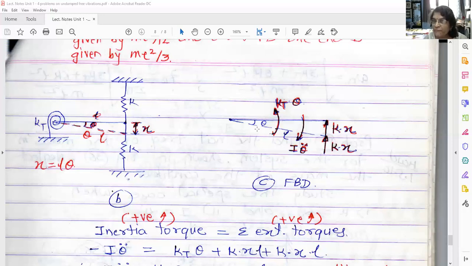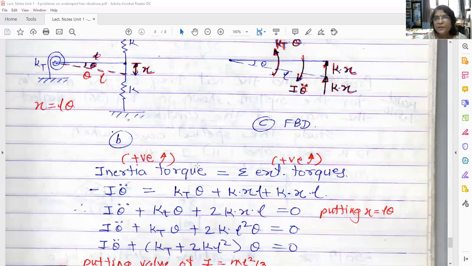What do you mean by the word restoring? Restoring means, go by the meaning, to restore the original position, because we have deflected this bar by theta amount. So it will try to go to its equilibrium position. The forces responsible for restoring its position are known as the restoring force or restoring torque. So this spring will provide the restoring torque KT into theta. Now we have to apply Newton's second law of motion. So inertia torque is equal to the summation of all the torques.